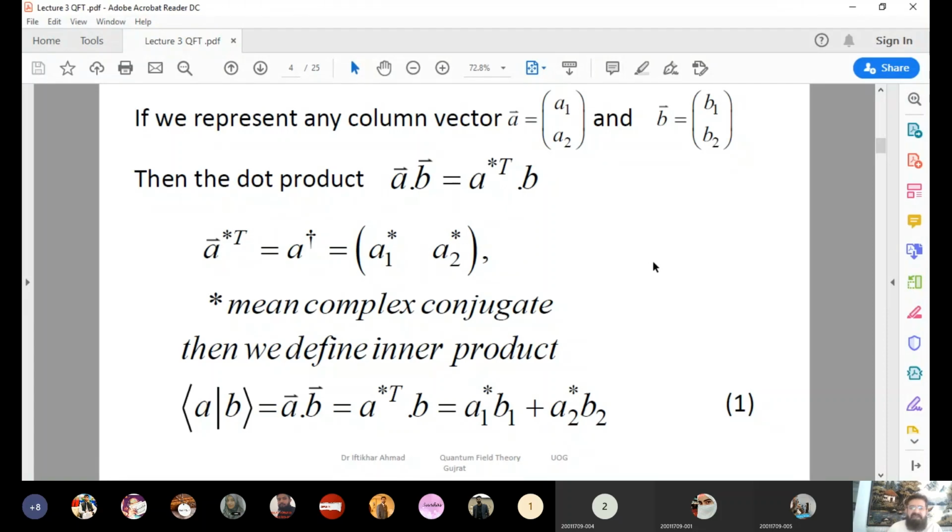Then we define the inner product. The inner product of vectors A and B is equal to A star transpose dot B. A star transpose is the row vector A1 star, A2 star, multiplied with the column vector. You get the product A1 star B1 plus A2 star B2.